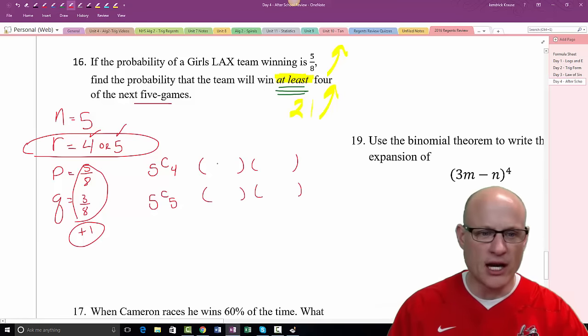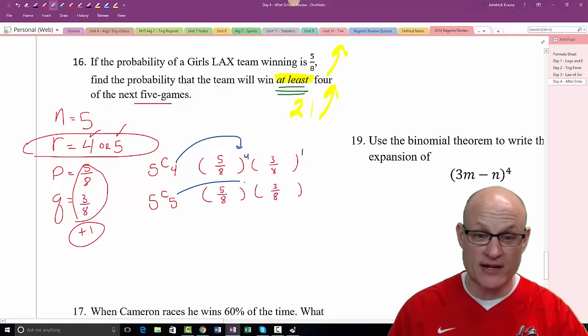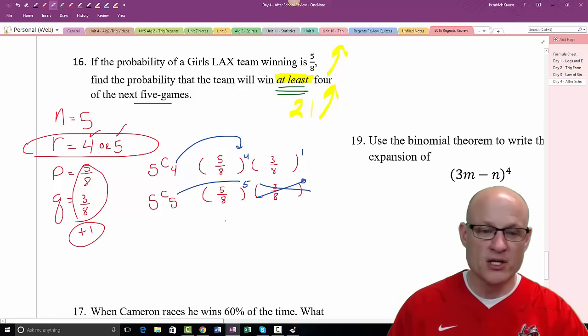You're ugly. All right. In the first one goes 5/8. And the second one goes 3/8. And what do we want to happen? We want 4 wins, and that would be 1 loss. Or we want better than that. We want 5 wins, and that would be 0 losses. Well, 0 I don't even need. So in order to get credit for this, you have to show your answers.